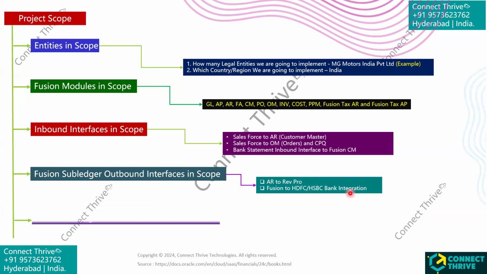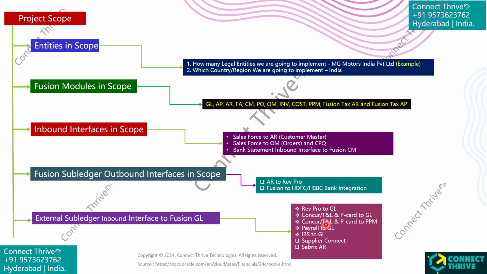Okay. Then after that we have external subledger inbound interface to Fusion GL. These are also customer to customer, like the final feed if you want to transfer to your GL module. So this we will do from the subledgers to your GL module, like RevPro to GL. What revenue they recognize, finally they will move to the GL for the final reporting purpose, either trial balance or balance sheets, or income statements, whatever it may be.